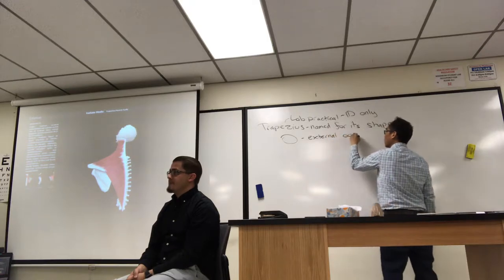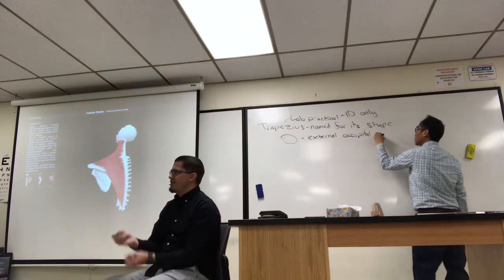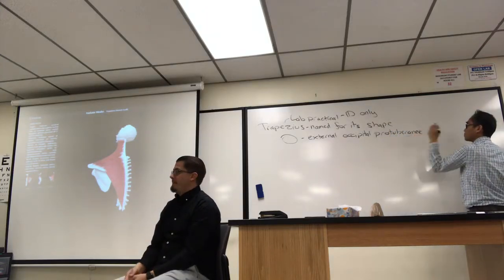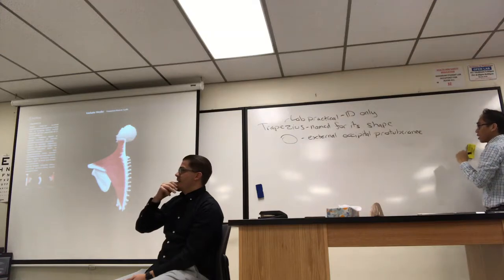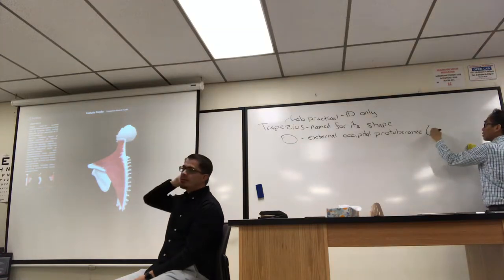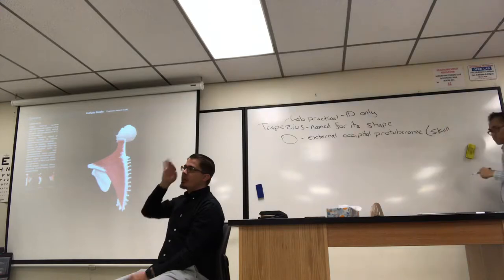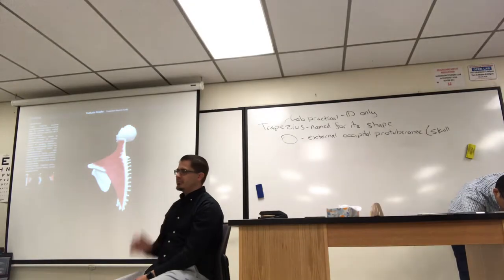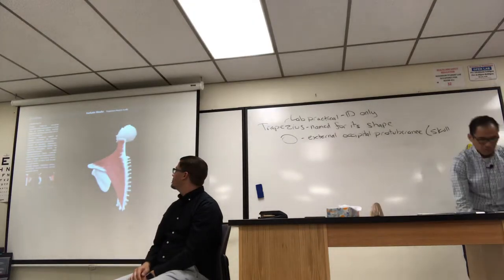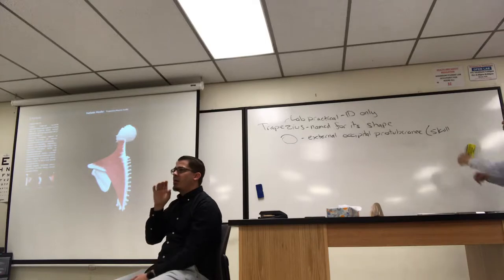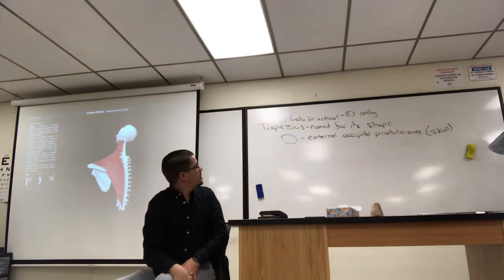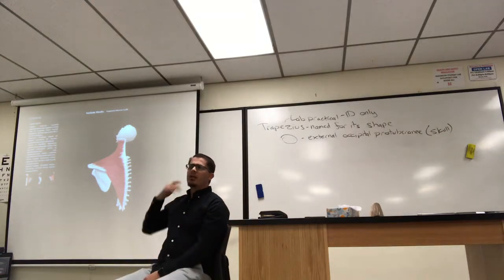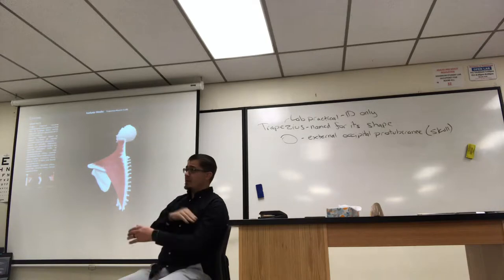External occipital protuberance. Now, that is a surface feature on your skull. So if you want to look that up, please do. Just go to the skull chapter and look up external occipital protuberance. If you feel a bump on the back of your head, that's it. And this muscle attaches all the way up there. It's one of the origins.